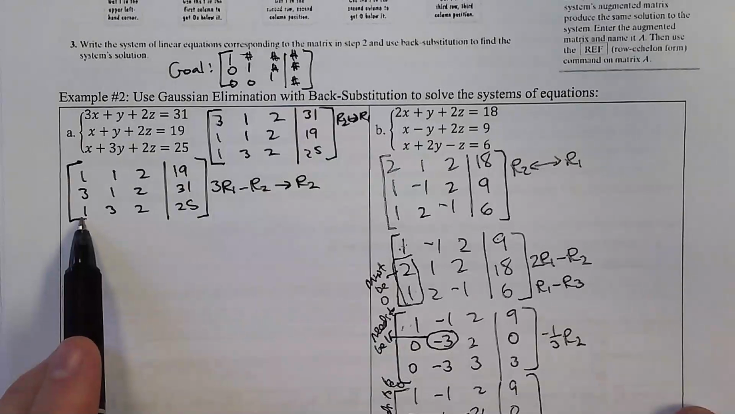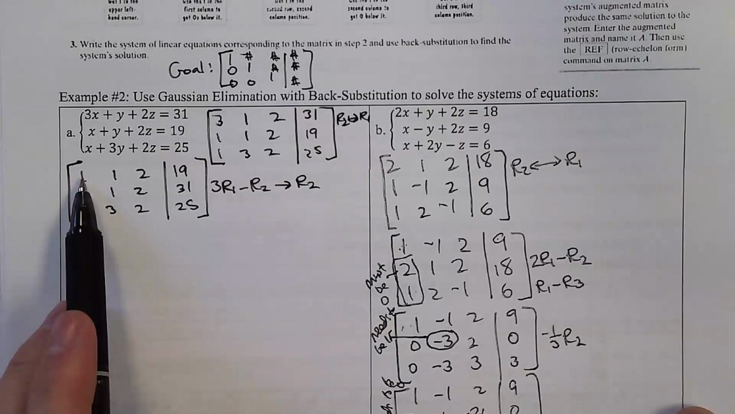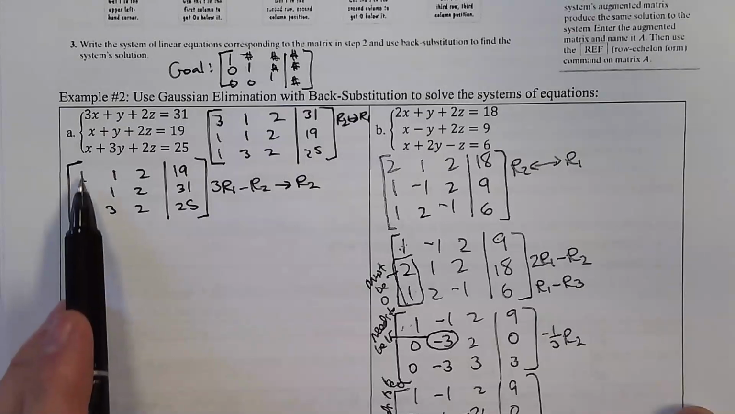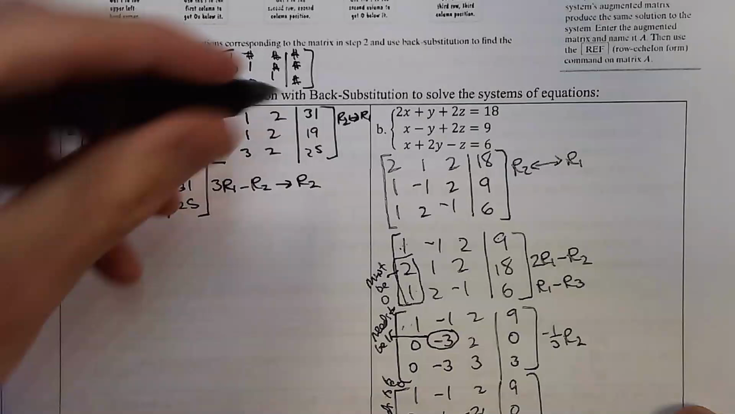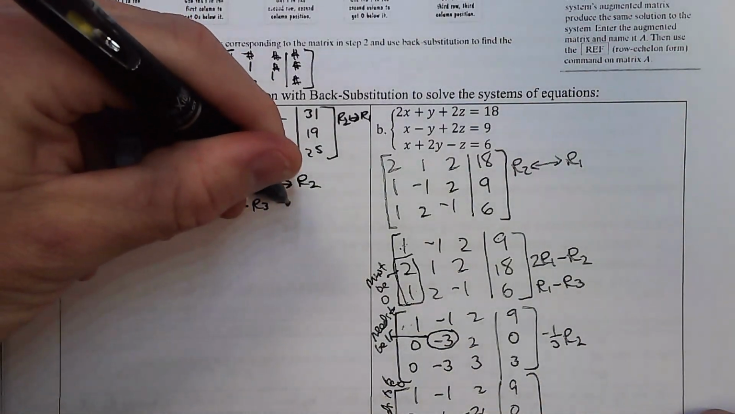How could I make this one be 0, working off this first 1? What can I do with 1 to make it 0? 1 and 1 to make it 0. Don't think too hard. Subtract them. So R1 minus R3.